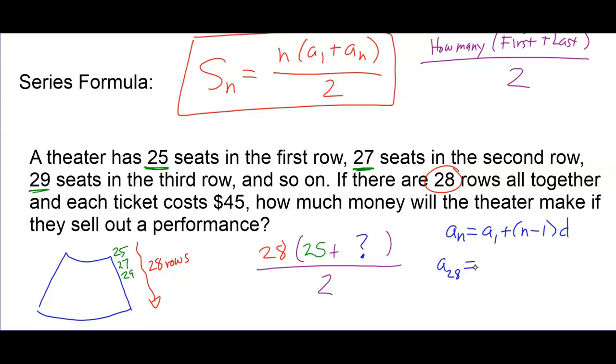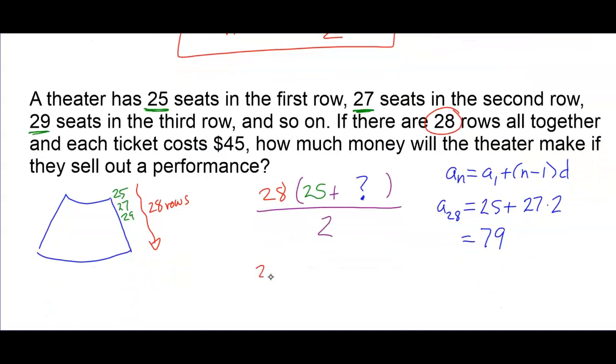The 28th row has how many seats? Well, let's see. First plus n minus 1 times d. d in this case, if you go from 25 to 27 to 29, d is 2. 2 times 27, that's 54. 54 plus 25 is 79.